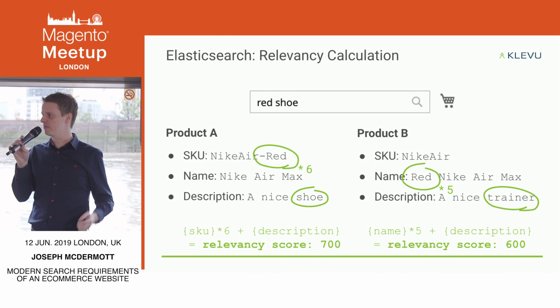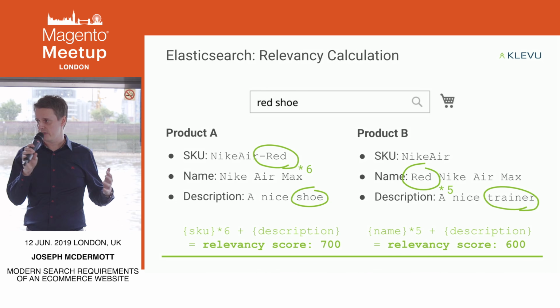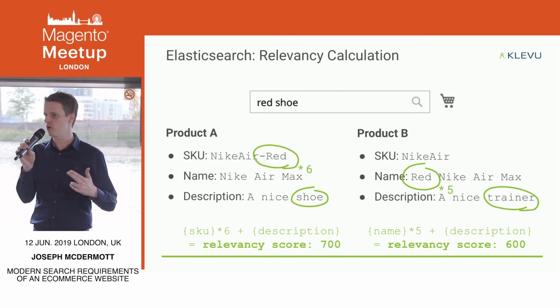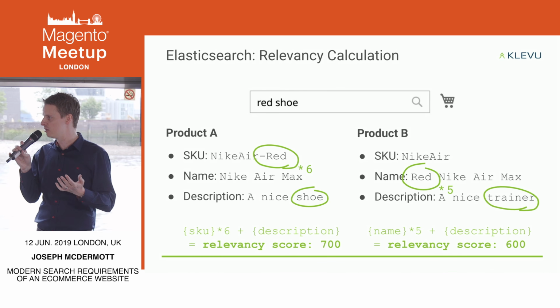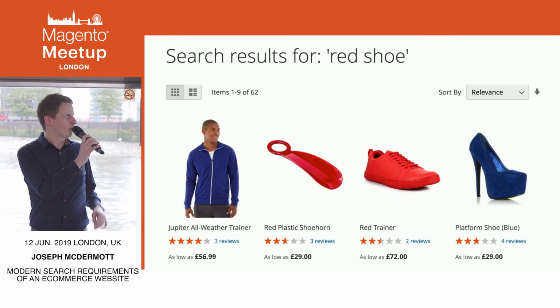That's all Magento Elasticsearch does. It's really quite basic, but you might be thinking that's great. We've got control over every attribute in our store. We can boost every attribute that we want, and we've got full control. So what's the problem? Let's take a look at an example search query.